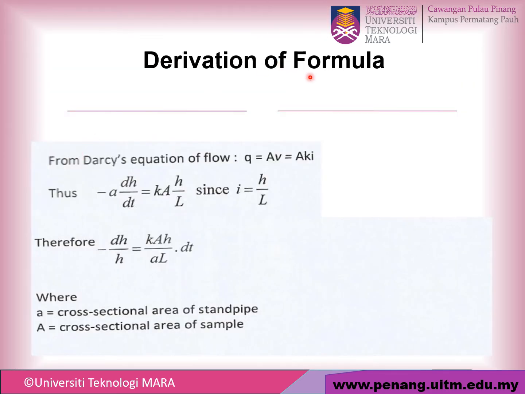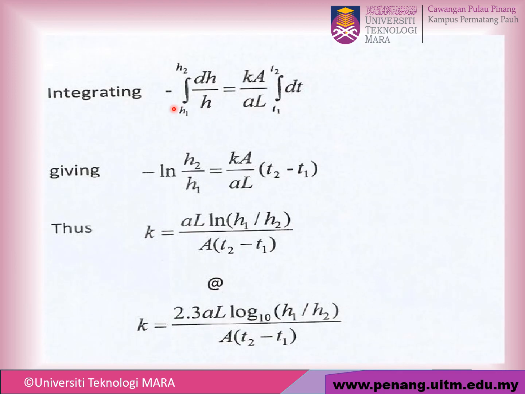Alright guys, this is the derivation of the formula from the Darcy equation. Q is equal to Av, equal to AKi, because v is Ki. For this one, you have to do something here. This is how to derive the formula. Lastly, you will get this formula or this formula, so you may use either one.